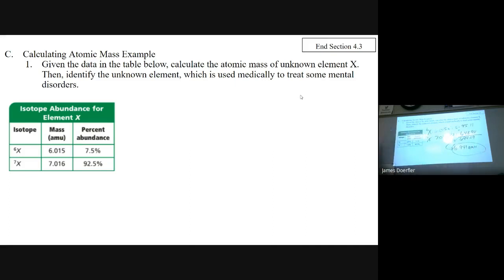So that is your mass for element X. That would be listed on a periodic table. Now, we're not done yet, though. Identify this mystery element. Who is it? Lithium. Lithium, yes. That's your answer number 2.